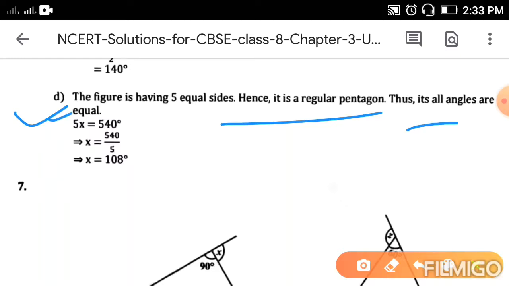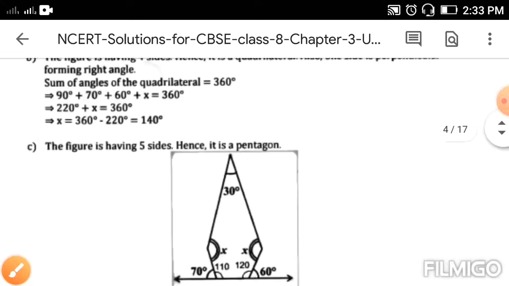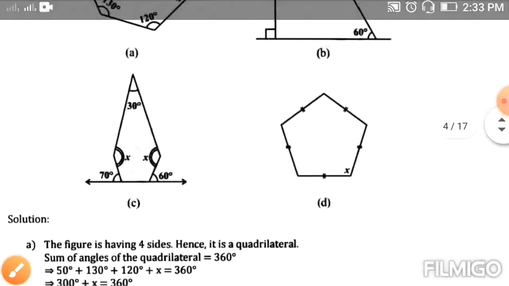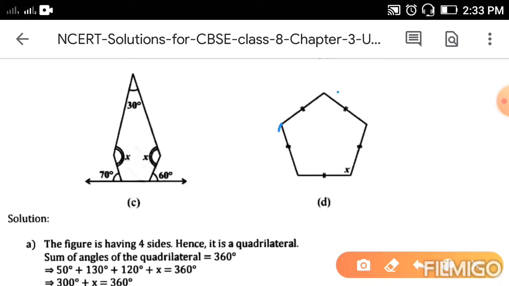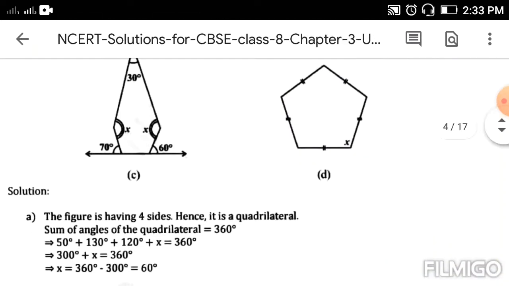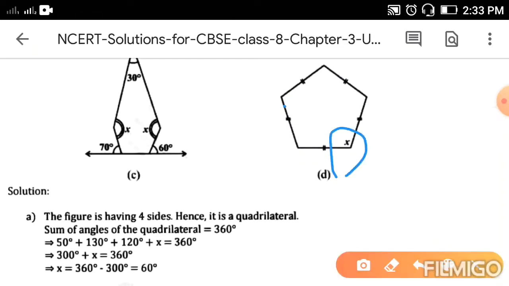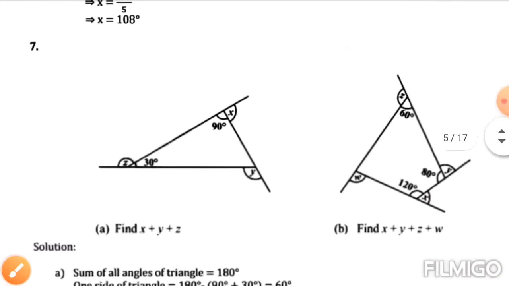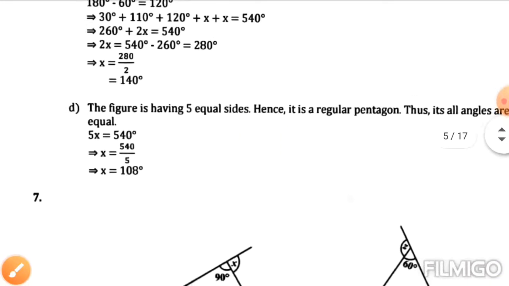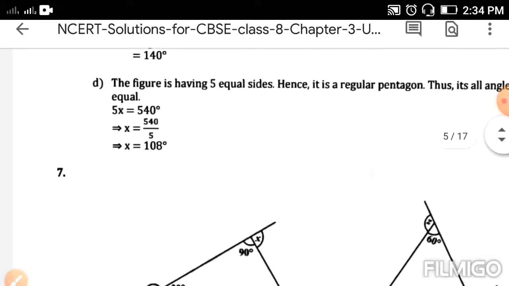So total 5 angles are there. You can count 1, 2, 3, 4 and 5. So all angles are same. So if this angle is x, then all other angles also will be x. So total 5 angles, so the sum of all 5 angles will be 5x.